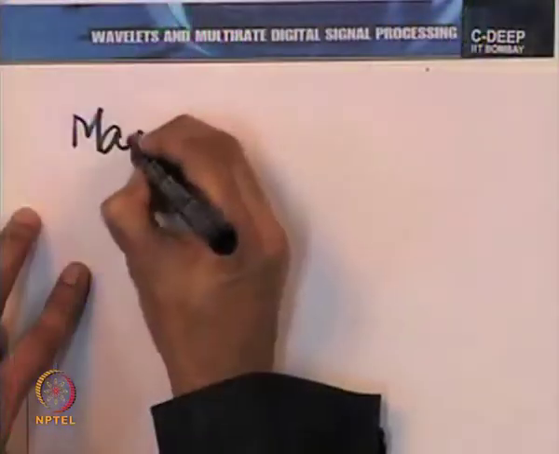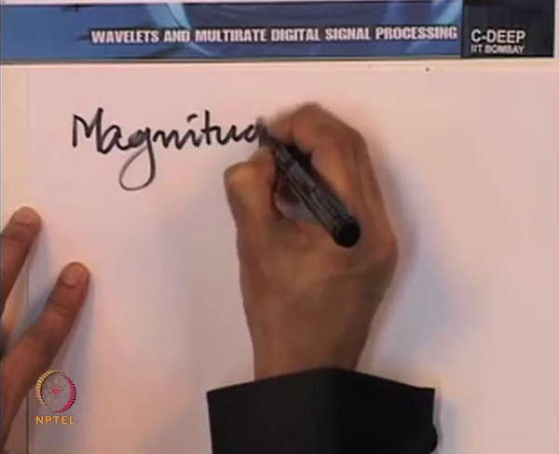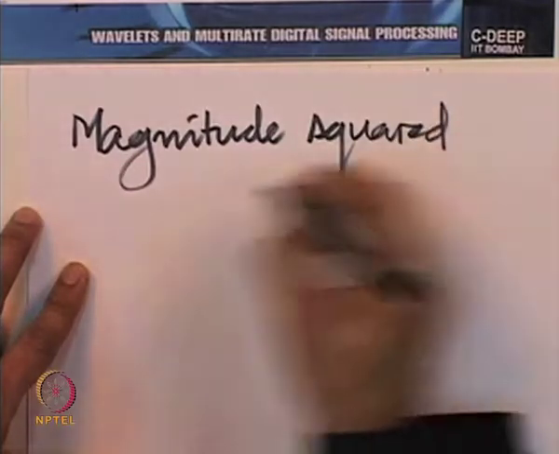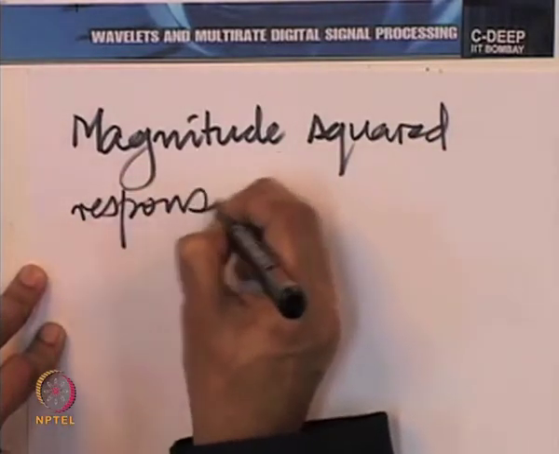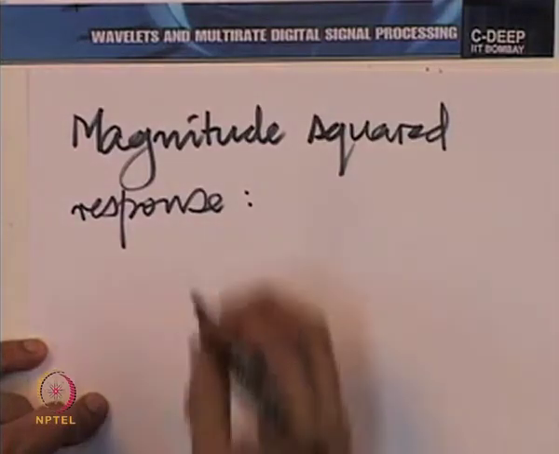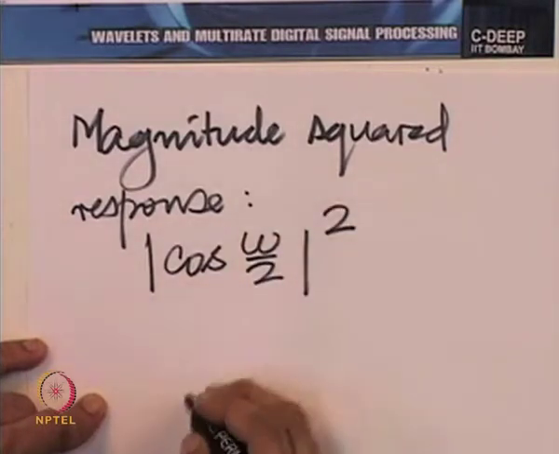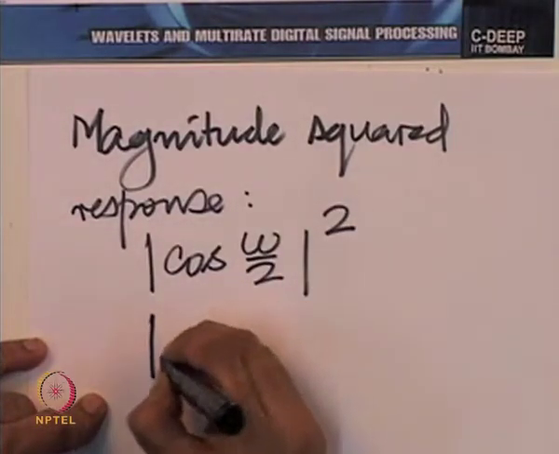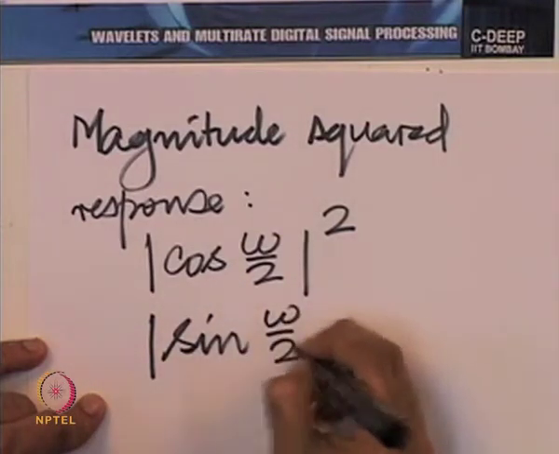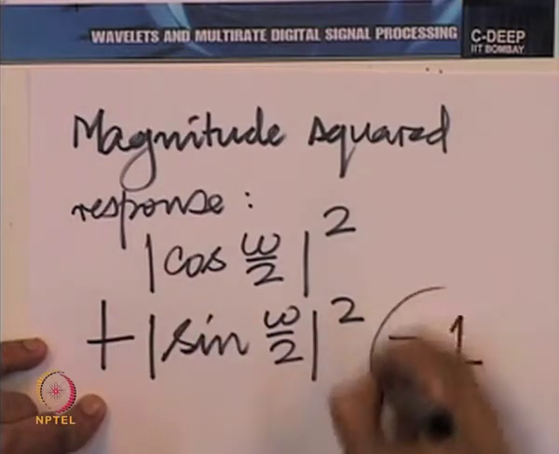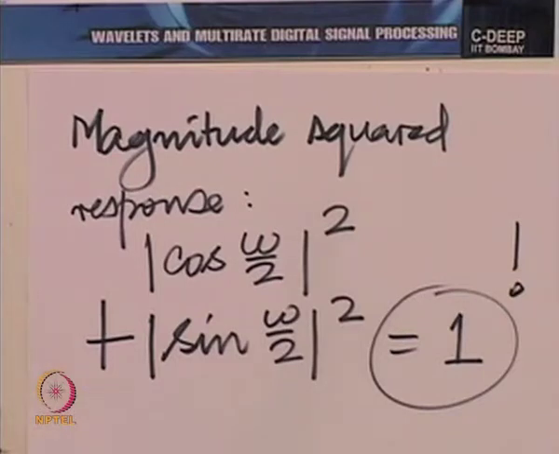So, that means in other words we are asking the question, what is the magnitude squared response in the first one? It is mod cos omega by 2 the whole squared, and in the second one it is mod sin omega by 2 the whole squared. And lo and behold, when you add these you get 1 as well. That is a very, very interesting observation.